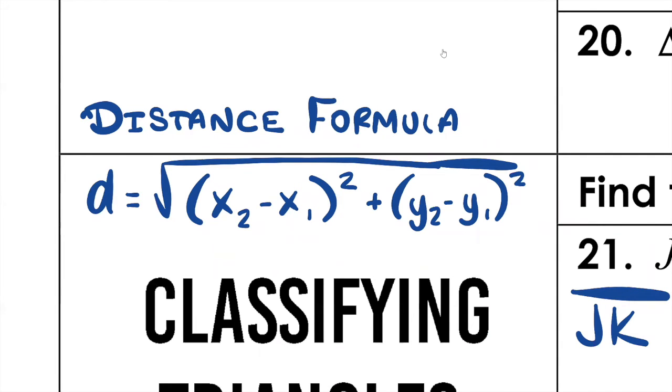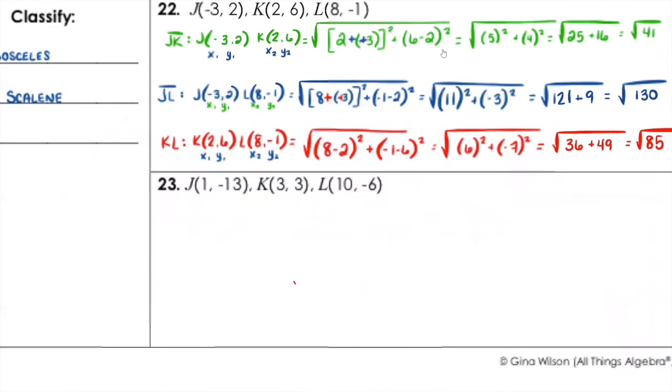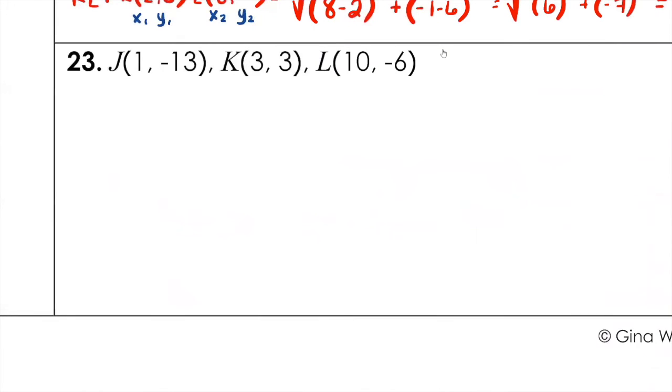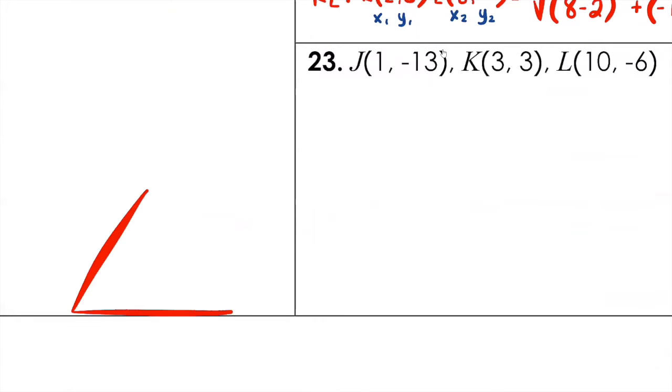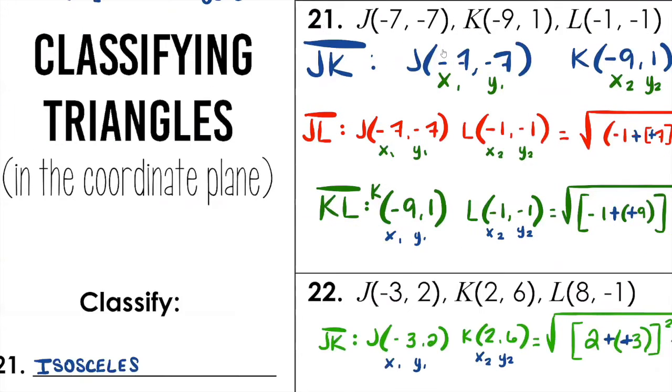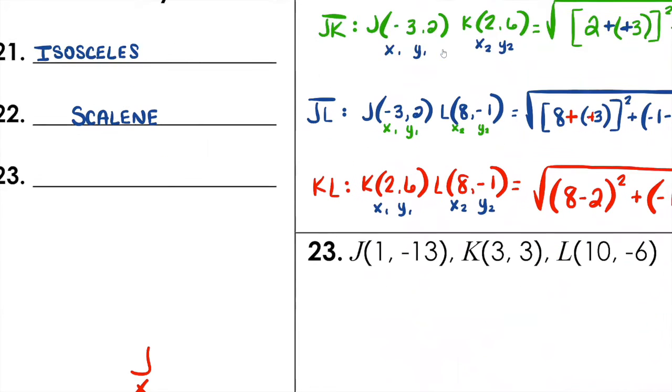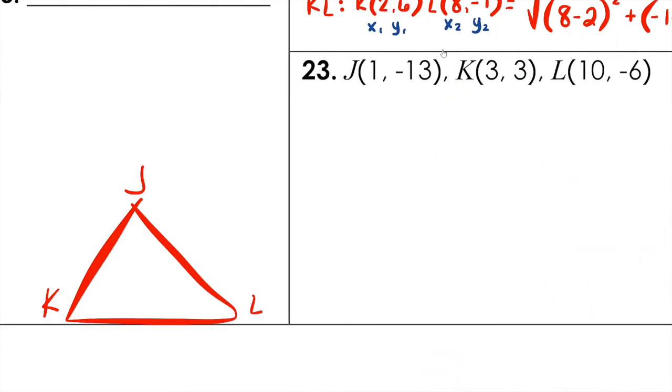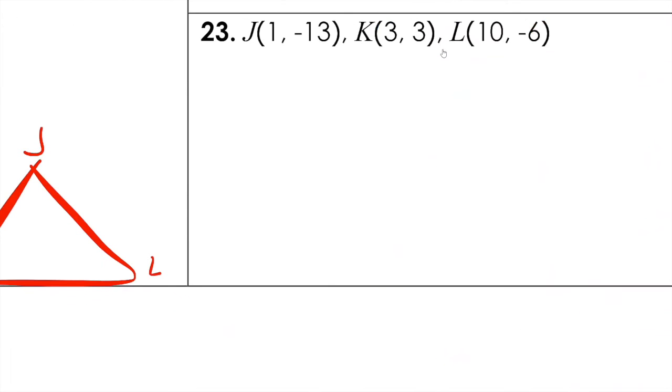All right, here we go. So J, K, and L are the points they want me to find. J, K, L is a triangle, guys. So J, K, L. Just kidding. So we're going to find the lengths of JL, of JK, and of KL. All right, so let's find the length of JK first.